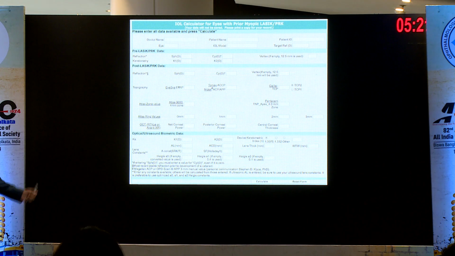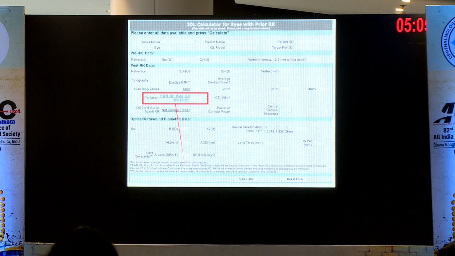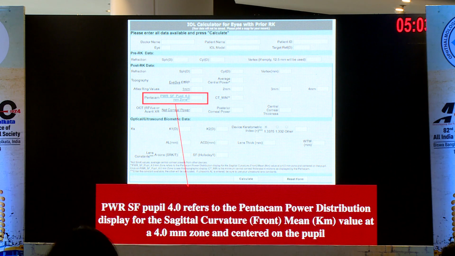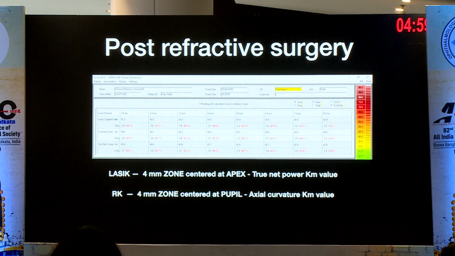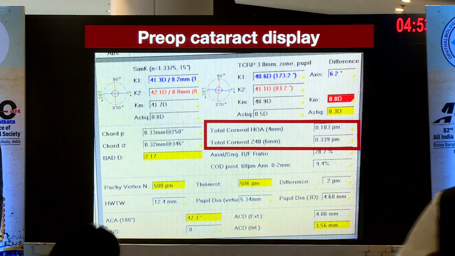Now, the topography gives us input for the ASCRS calculator also. So like Placido-based systems, Atlas, then you have OCT and you have Pentacam. Especially in Pentacam, you get this value, that is TNP apex at 4 millimeters, which is used for ELSA calculation, and PWR SF, which is used for RK calculations. So you can get that input from the power distribution map.